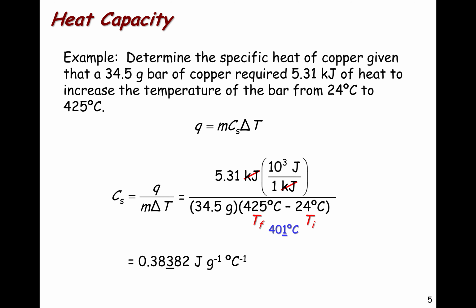And we end up with a value of 0.3838, and with only 3 significant digits, it turns out to be 0.384 with units of joules per gram degree Celsius.